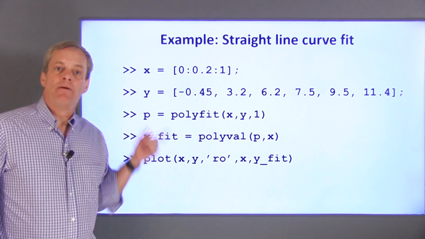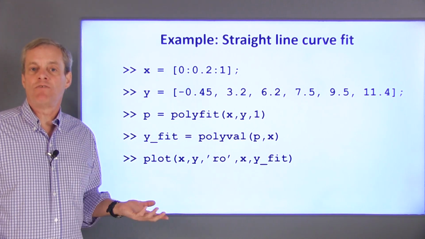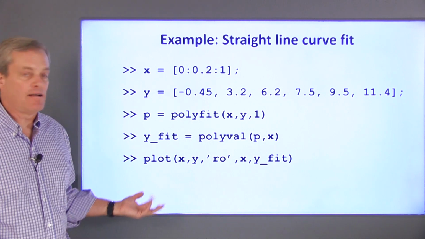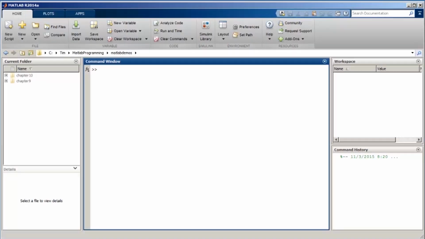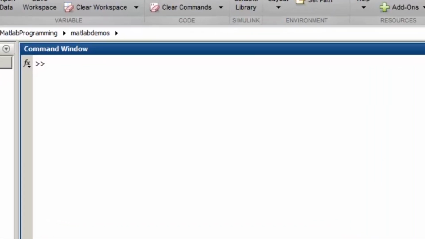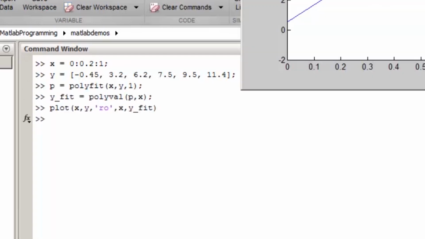Now I'll go to MATLAB and walk through this process. After that, I'll demonstrate what happens as we fit higher order polynomials to some data by changing this argument in the polyfit command. I'll start out by implementing the code exactly as I outlined on the slide. The data is defined, and I use the polyfit command to create a least squares best fit straight line by specifying a first order polynomial. Then I create a line based on the curve fit and plot the line and the data points together.